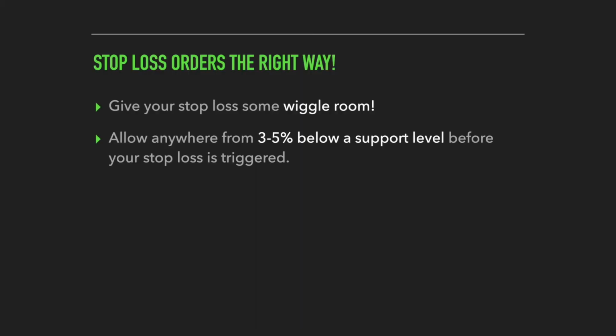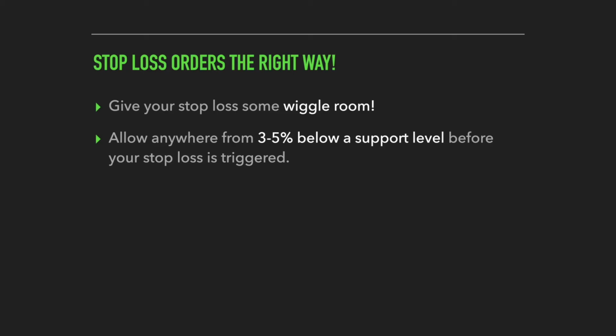place. So the very simple solution to this problem is to give your stop loss some wiggle room below any level on the chart that you're using to base your stop loss off of. In my opinion, you should allow anywhere from 3 to 5% below a support level before your stop loss is actually triggered. So believe it or not, if there was a level of support on a stock at $10 per share, there's a lot of new traders that don't really understand that you need to give it some wiggle room. So they'll place their stop losses at $9.99, $9.98, and so on and so forth. They're not giving it enough room to actually breathe.